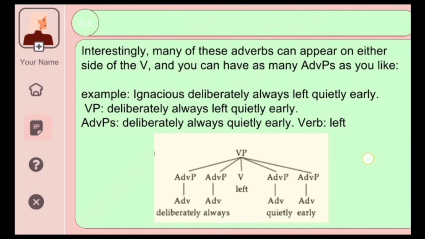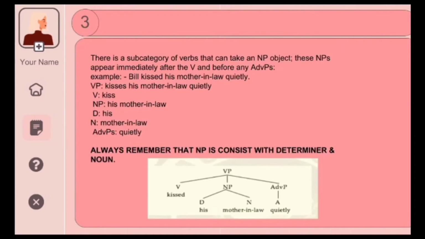There is a subcategory of verbs that can take a noun phrase object. These noun phrases appear immediately after the verb and before any adverb phrases. For example, "Bill kissed his mother-in-law quietly." Our verb phrase there is "kissed his mother-in-law quietly." Our verb is "kissed." Our noun phrase is "his mother-in-law," determiner "his," noun "mother-in-law." And our adverb phrase is "quietly," which is an adverb.